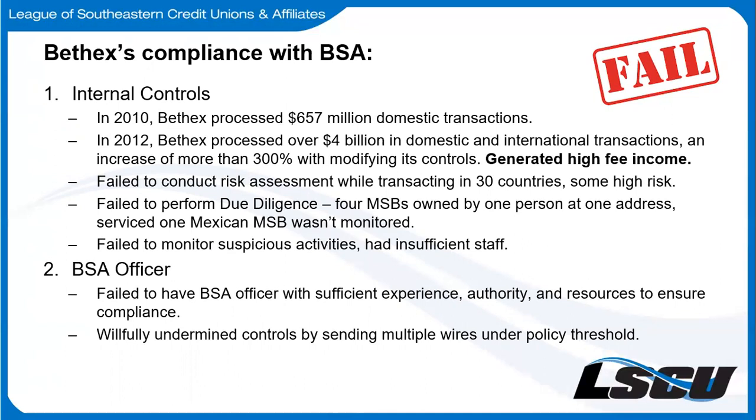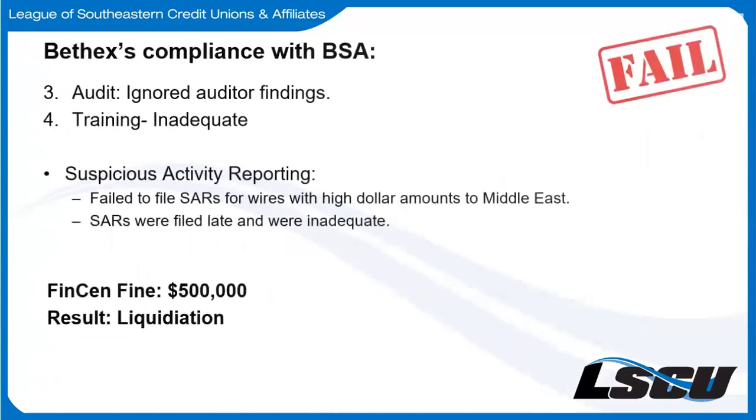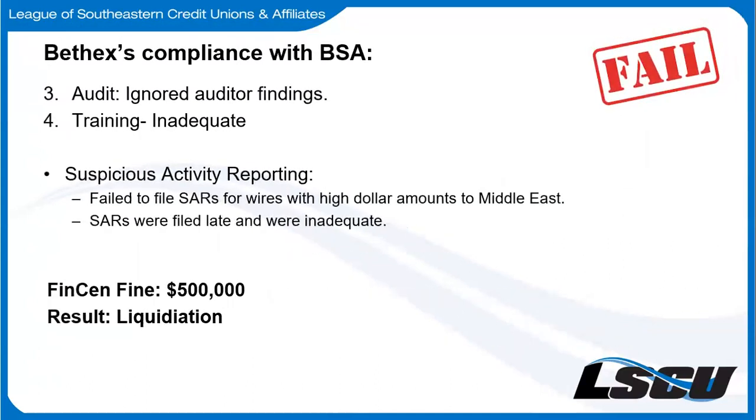For this credit union's BSA officer, they continued to go around the BSA officer and send multiple wires under the policy threshold. They also ignored auditor findings and had inadequate training for their credit union. As a result, they were fined $500,000 and liquidated as well.